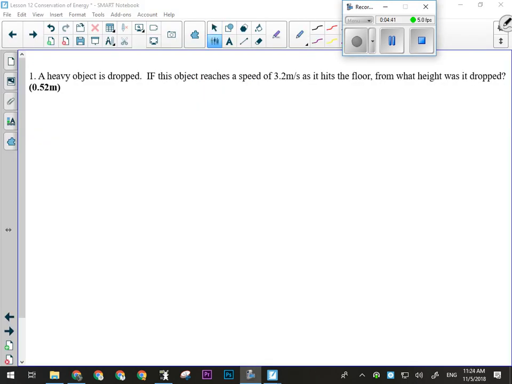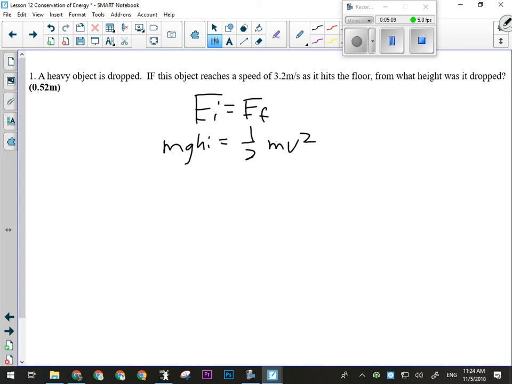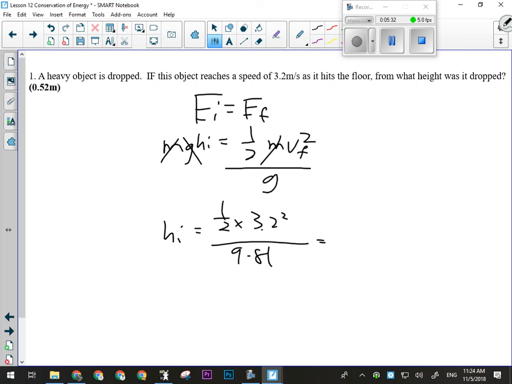All right, so for number 1, we have a heavy object that's dropped. If it's dropped, what kind of energy does it have initially? Just potential. So we're going to say E i equals E f, but we know we only have potential energy initially. If this object reaches a speed of 3.2 meters per second as it hits the floor, from what height was it dropped? When it hits the floor, it only has kinetic, and that would be our final there. It's heavy, but I don't know how heavy, but it doesn't matter because I don't need to know. It's just falling due to gravity. So all I'm doing is solving for h i. I'm just going to bring g over, and that'll solve for h i. So that'll be 1/2 times 3.2 squared divided by 9.81, and that should give us 0.52 meters. Any other ones?